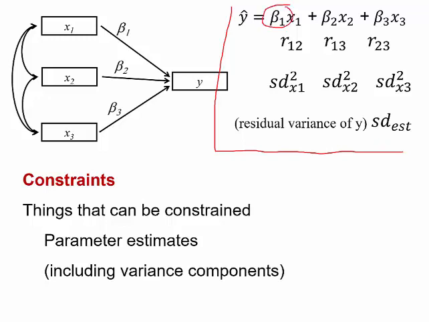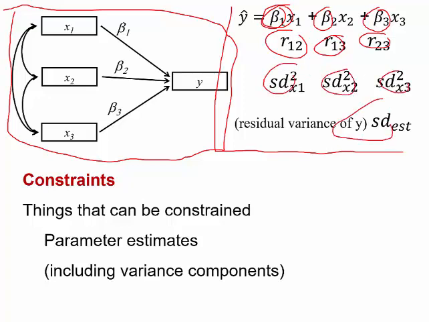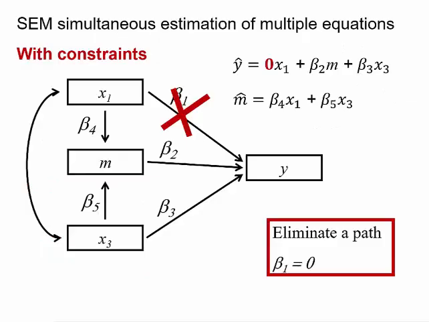I've gone back to my single regression equation that has 3 different slopes, 3 different beta weights, and in this model I have 3 correlations and 4 variance components. Any of these parameter estimates, including the variance components, I could put a constraint on. What do I mean by putting a constraint on something? How does that work?